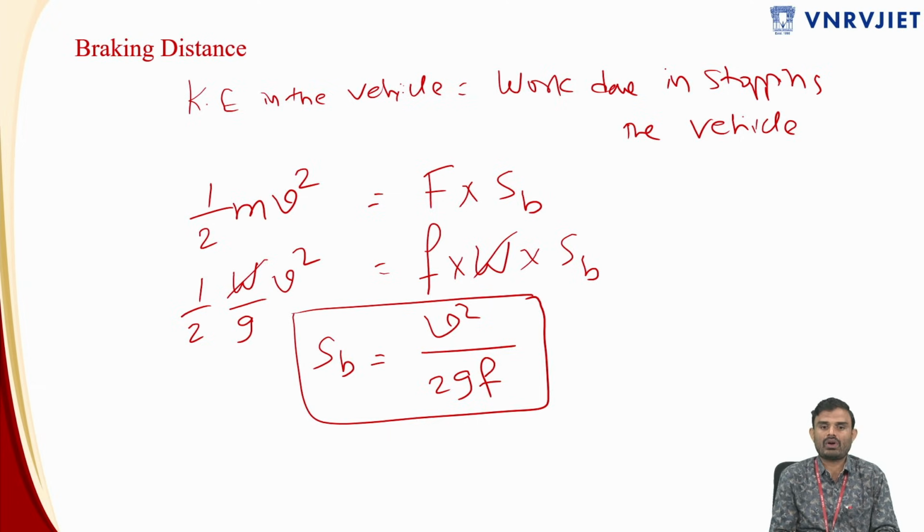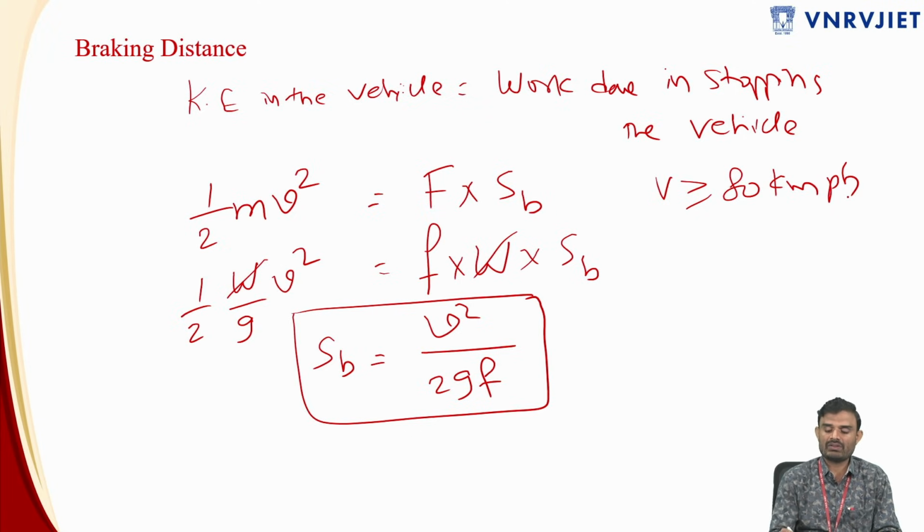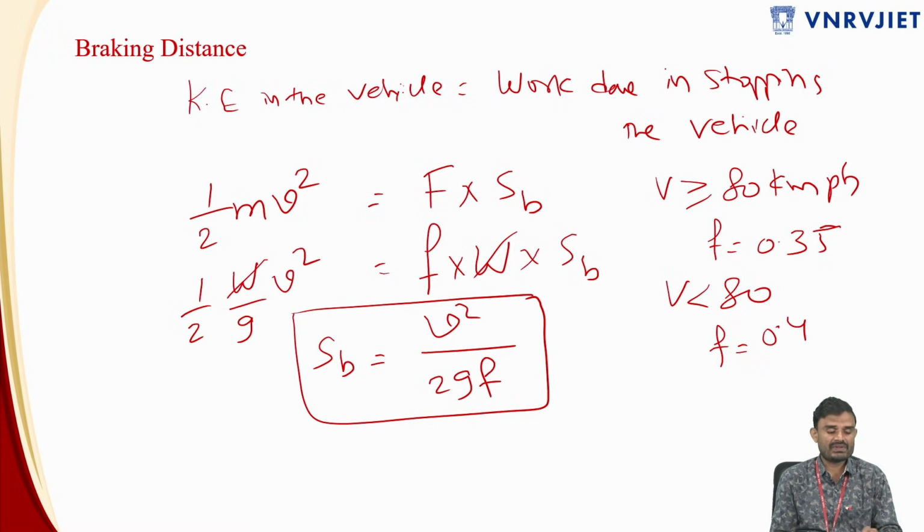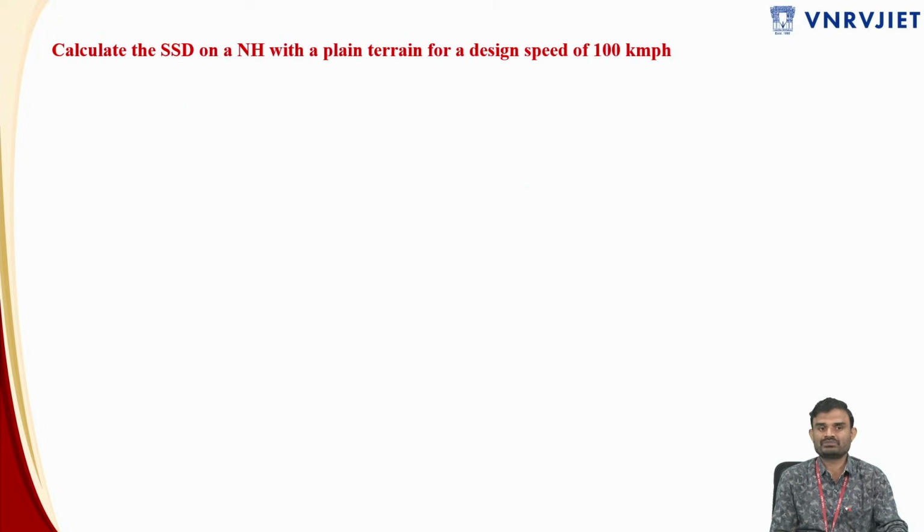f, the longitudinal coefficient of friction, depends upon the speed. If the speed of the vehicle is greater than 80 kmph, the higher the speed, the lesser the coefficient of friction, so the amount of friction felt will be lesser. We take the value of 0.35 when the speed is more than 80 kmph, and if the speed is less than 80 kmph, you take f equal to 0.4, a higher contribution of friction. This has no units, it is only a coefficient value. With this, we are going to solve the numerical question.